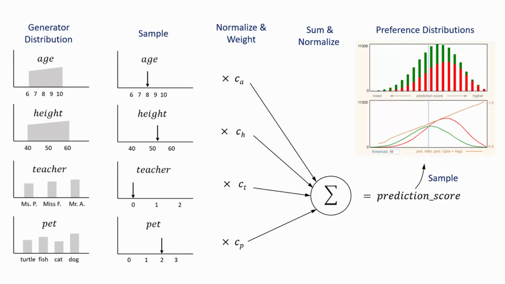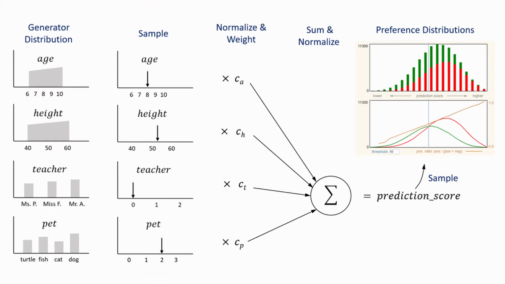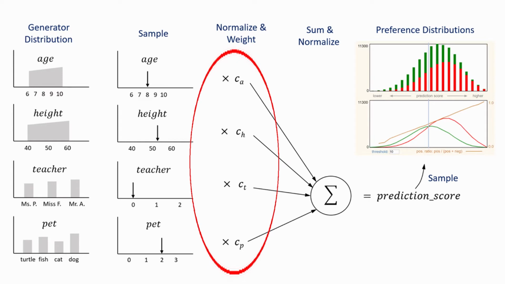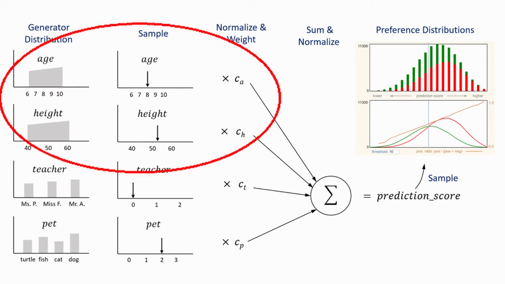Now, how do we generate the pretend distributions for apple snack or other snack? By sampling. Here's how we generate a pretend kid. We pick an age, height, teacher, and pet by drawing from generator distributions for these attributes. Then for each attribute, we define an amount that the attribute contributes to a preference for apple snack versus other snack. Let's say that for age and height, the preference for apple increases linearly with these attribute values.